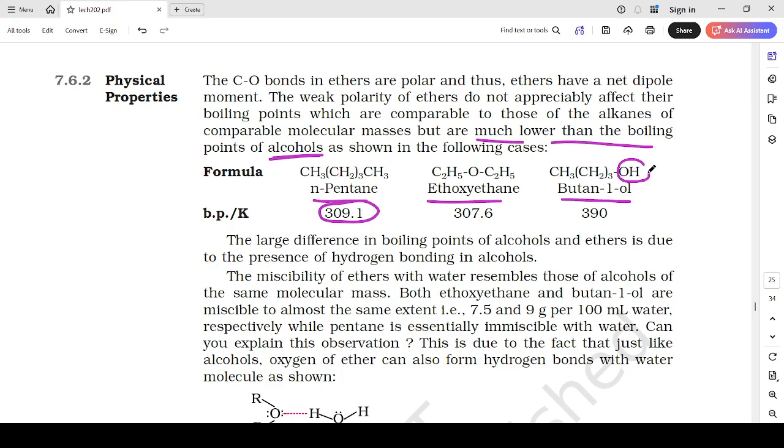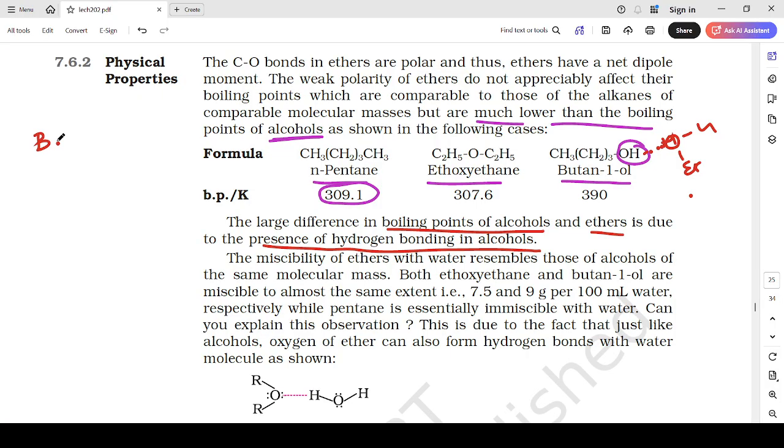Why does alcohol have a high boiling point? Why do you think alcohol has a higher boiling point than ethers? Because it's polar. Just that? Because it can form hydrogen bonding. It can go for hydrogen bonding, isn't it? So a large difference in the boiling point of alcohol and ethers is due to the presence of hydrogen bonding in alcohols. So always remember, boiling point is directly proportional to molecular mass and to hydrogen bonding.